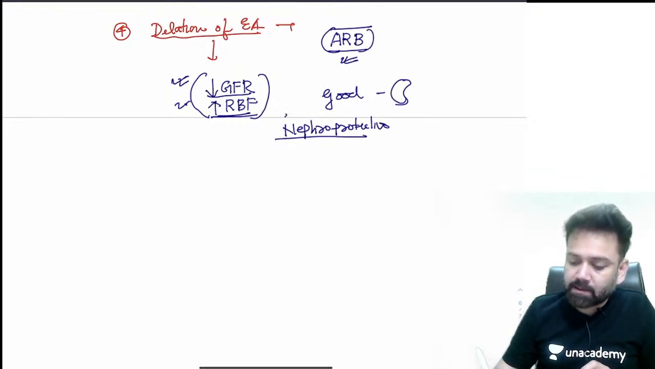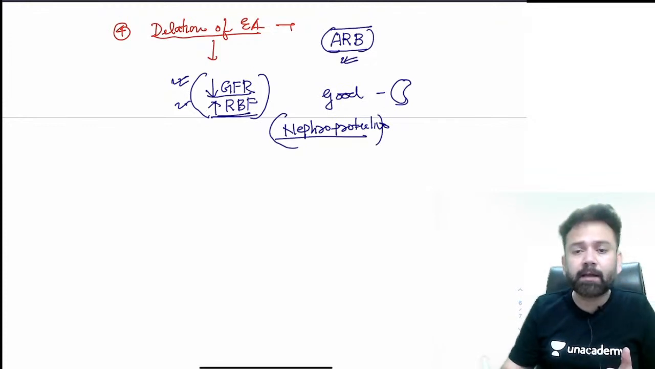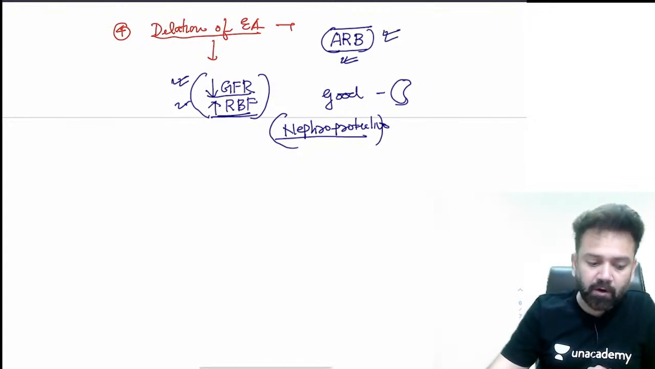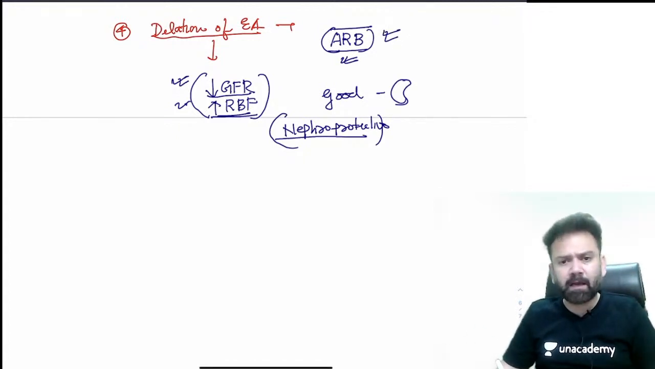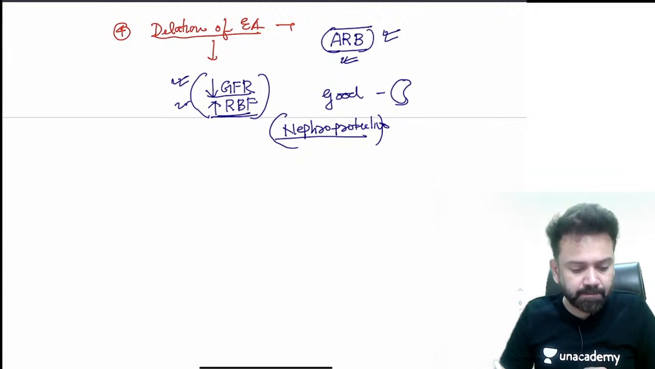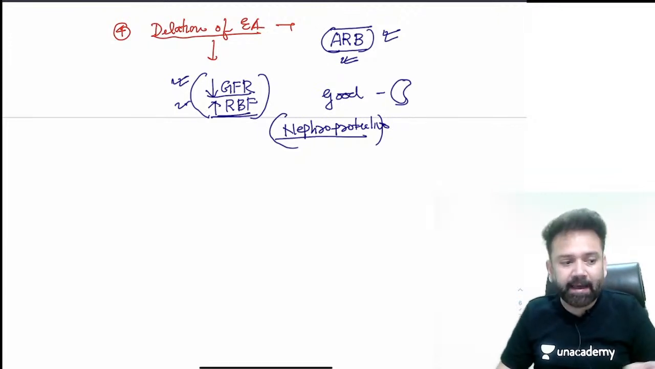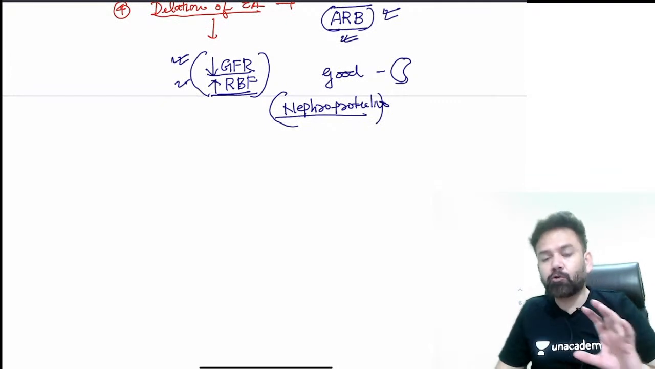That is why these drugs are good. That is why in diabetic nephropathy, a lot of disease, the ARBs are the first choice of drug. We always prefer ARB nowadays, you know. In a diabetic person, if there is hypertension, we always give ARB as the first drug of choice. So these are the mechanisms by which you can regulate the GFR.